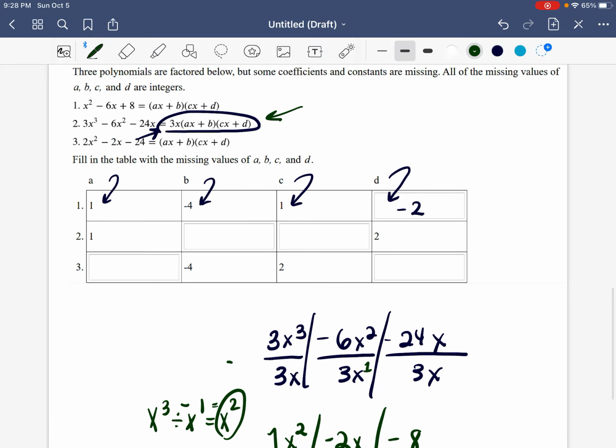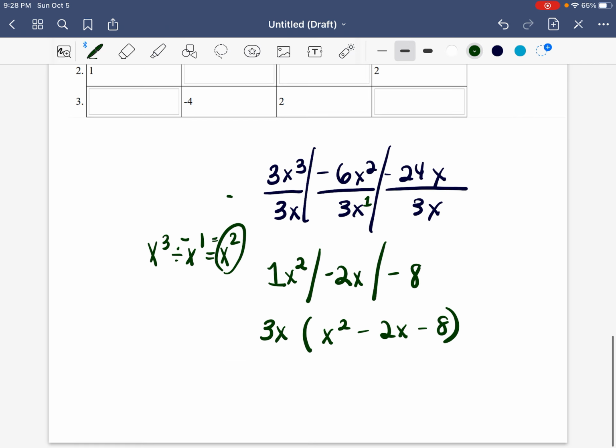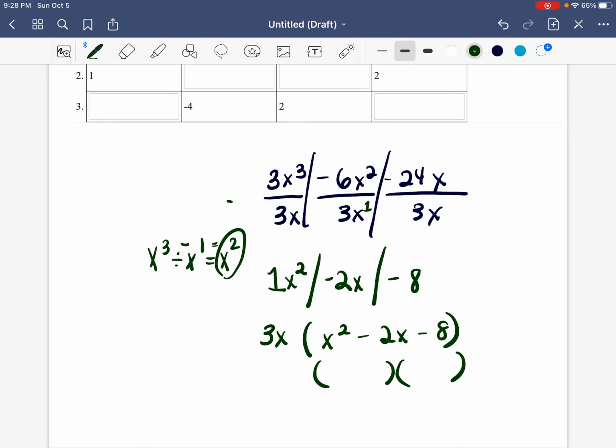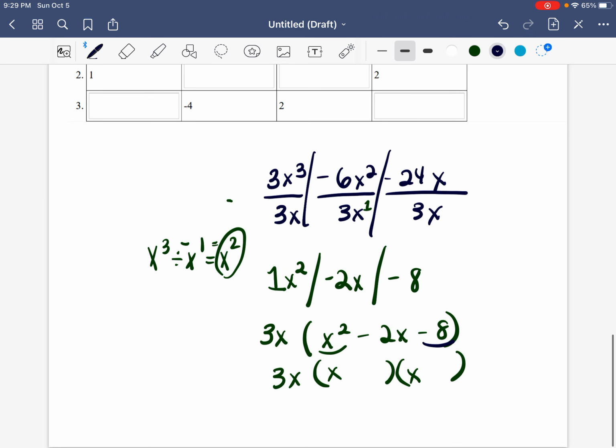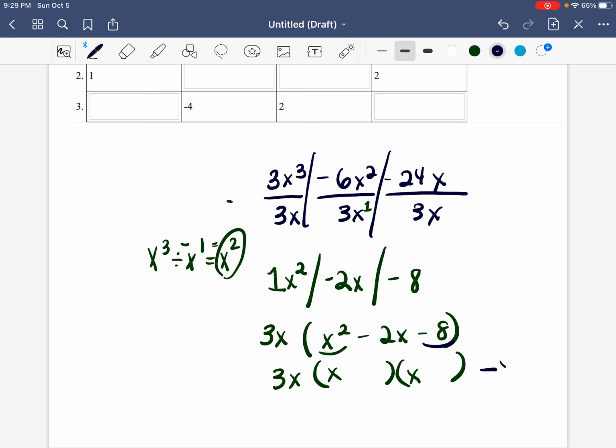But if you look at the answer, it's supposed to be written as two binomials. So we're going to have to break down this trinomial into two binomials, the same way we were doing before. So first, we're going to put x and x. That's how we break down x squared. Then we have to find two numbers that multiply to equal this last number. So two numbers that multiply to equal negative 8, but add to equal the middle number, negative 2.